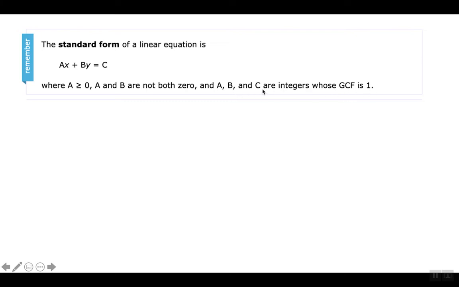I forgot to mention one thing about that. A, B, and C are integers. That means that your final answer cannot have any fractions. Your final answer cannot have any fractions when it's in standard form. When we get to fractions, I'll show you how to get rid of the fractions in a very easy way. But A, B, and C have to be integers. They cannot be fractions, and their greatest common factor has to be 1. That means if you could simplify them, you got to simplify them. I'll show you that when we get to one of those examples.